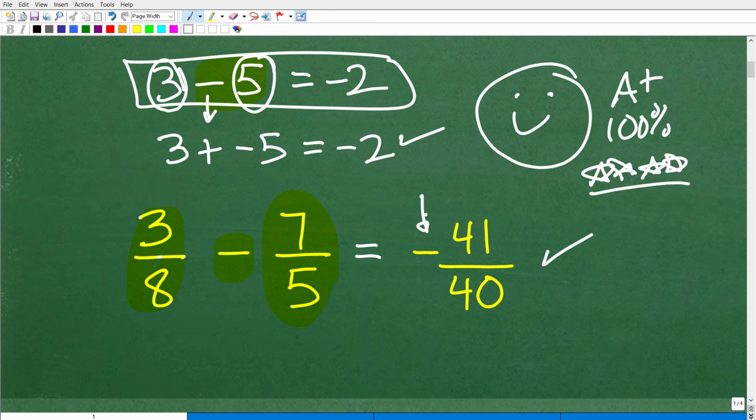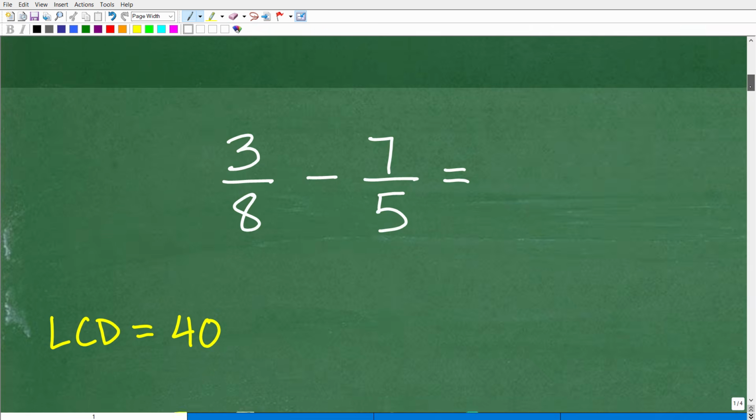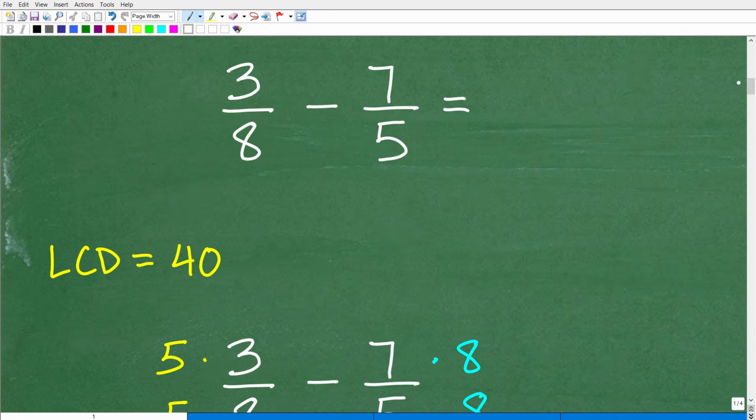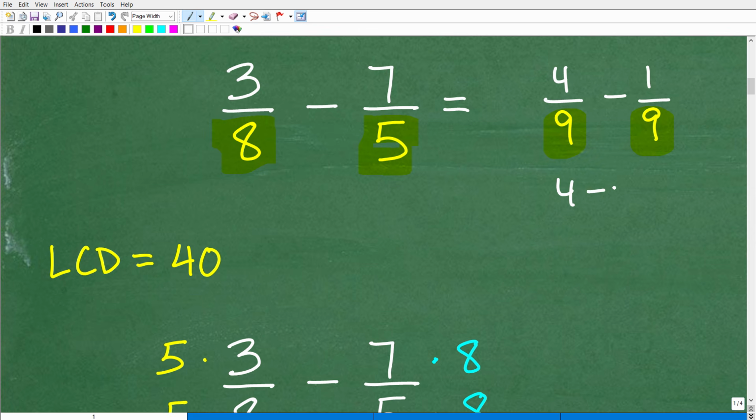problem. Okay, so let's get into the solution here. And what is the deal? Well, we can't add or subtract fractions unless the denominators are the same. Hopefully you know that. Let's just take a quick example here. If I have 4/9 minus 1/9, because the denominators are the same, I can simply subtract the respective numerators. So this would be 4 minus 1 over 9. That's because the denominators are the same.